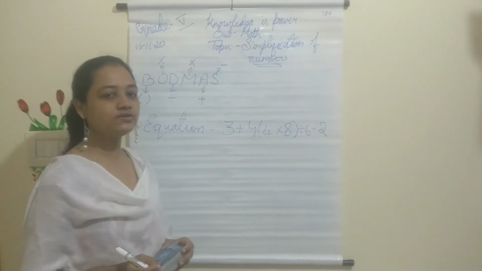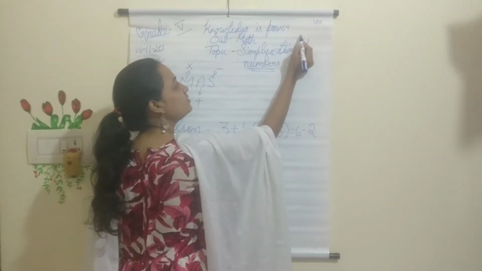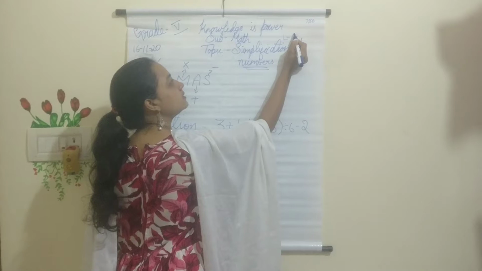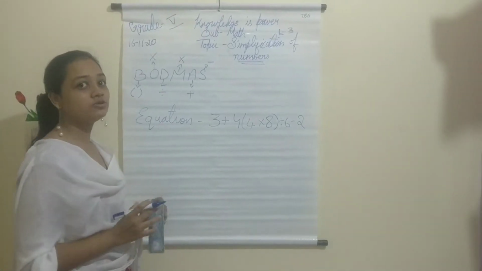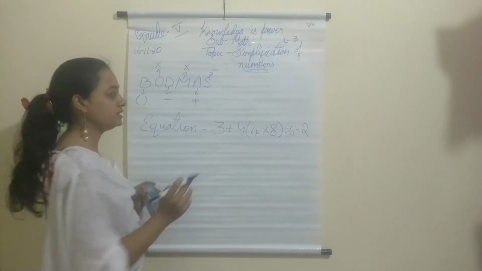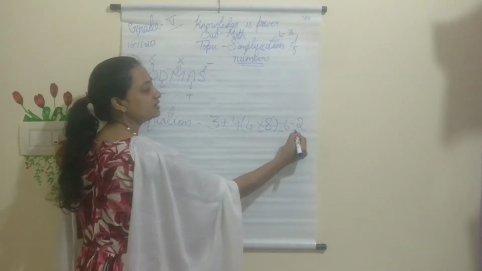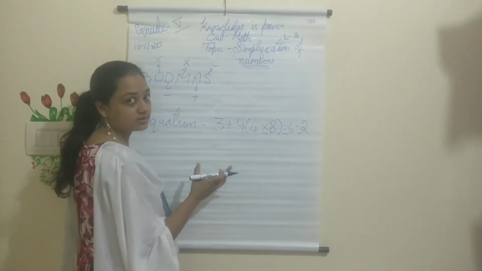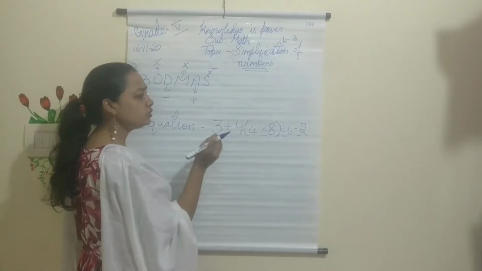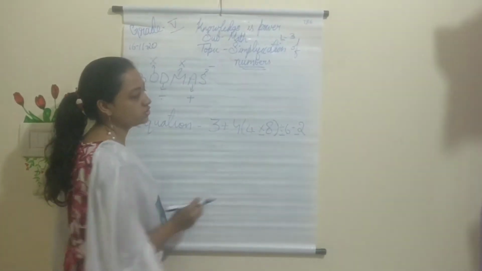In today's video, we will be learning about lesson number 3, simplification of numbers. Simplification of numbers is very simple because you already know all the operations, that is plus, into, division, subtraction. All these things you already are familiar with. So we are going to do simple calculations using these operations.